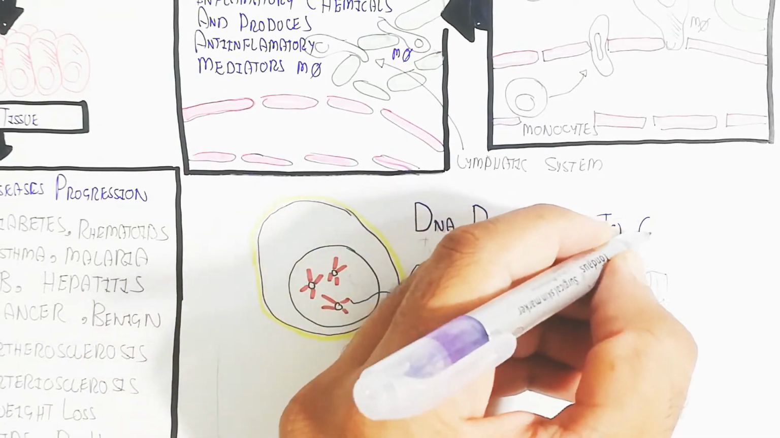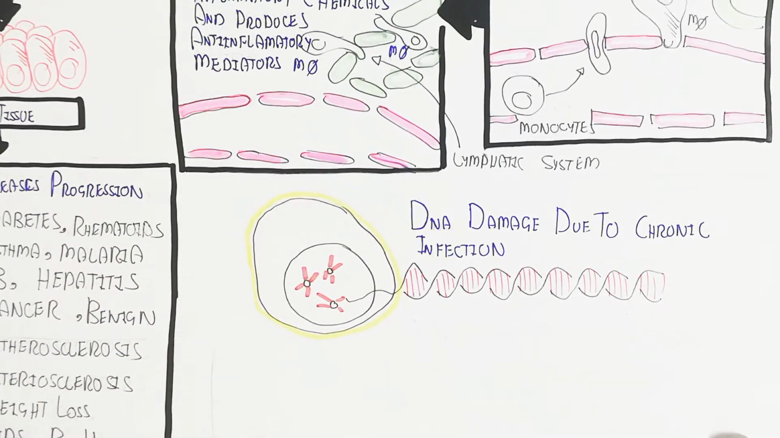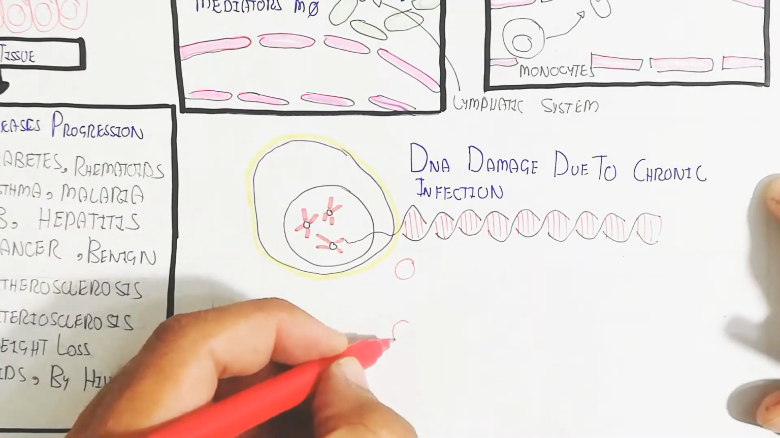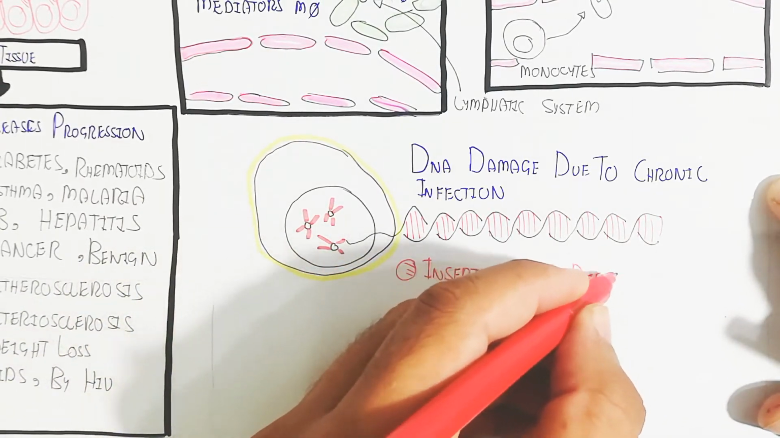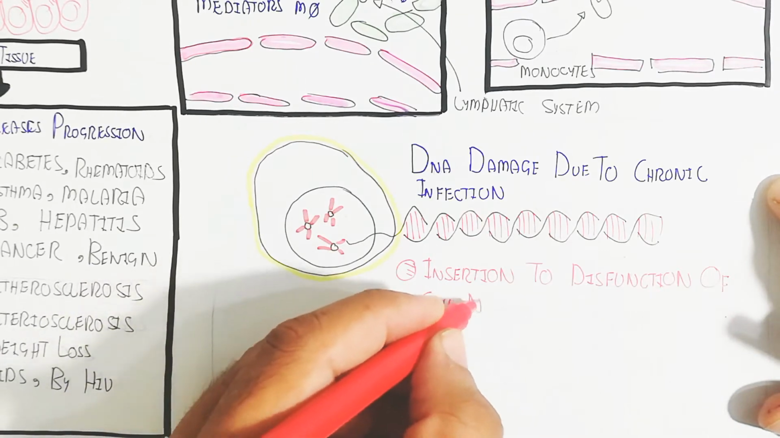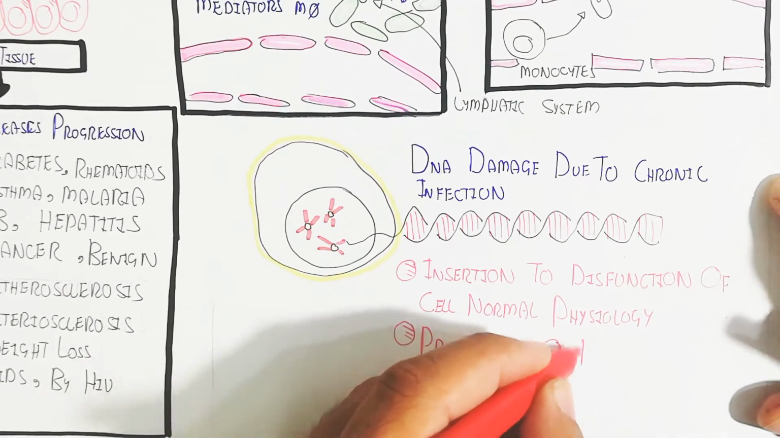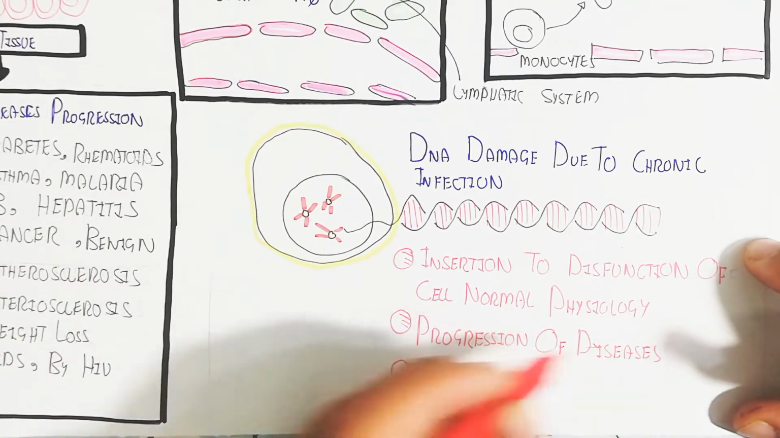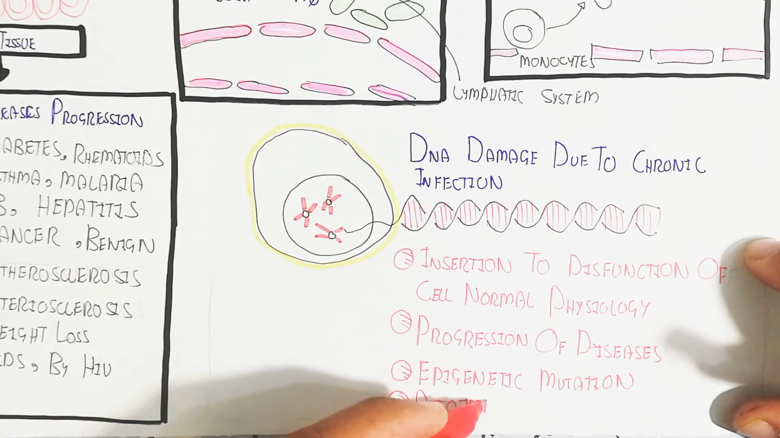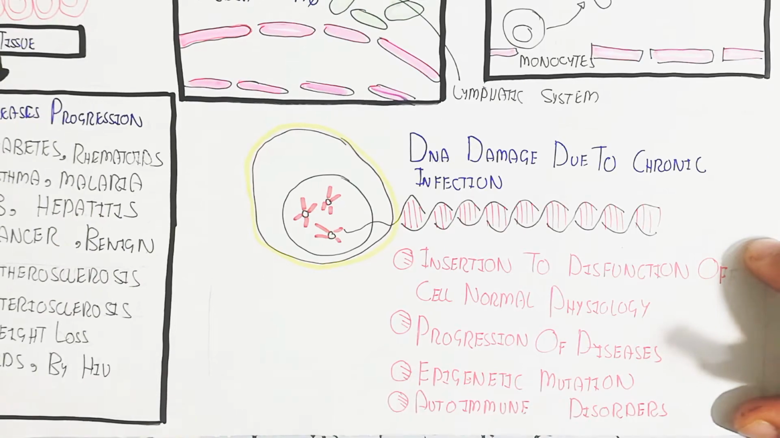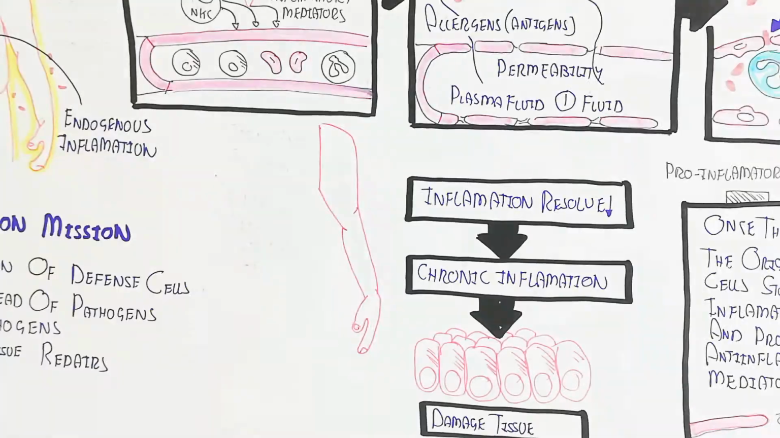DNA damage due to chronic infection can lead to dysfunction of normal cell physiology. For example, the AIDS virus inserts its DNA into the T lymphocyte, and disease progression, epigenetic mutation, and autoimmune disorder are possible. Anyway, this is an overview of the inflammatory response and how inflammation occurs. This is basically a quick overview.